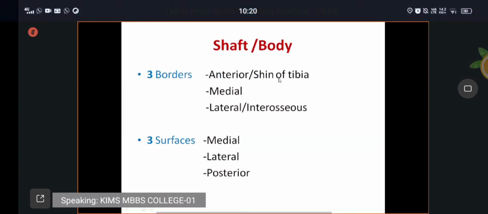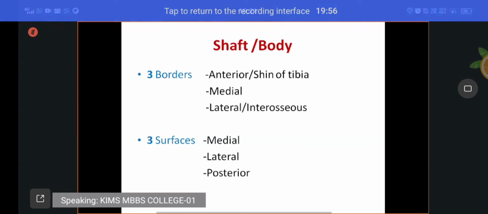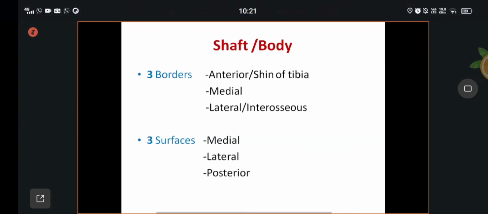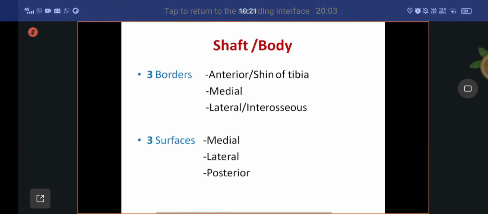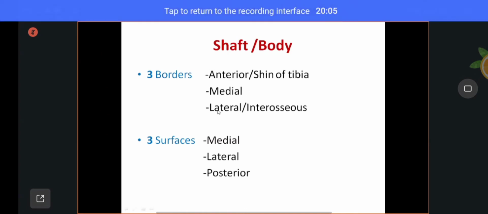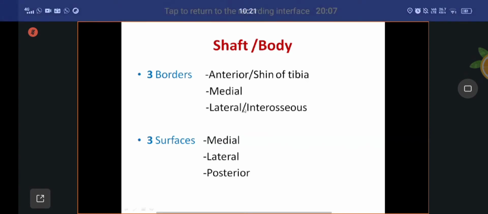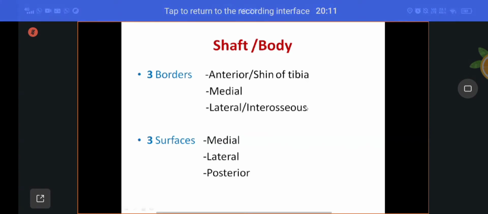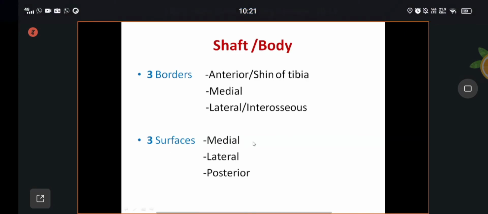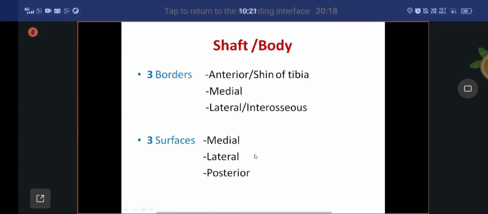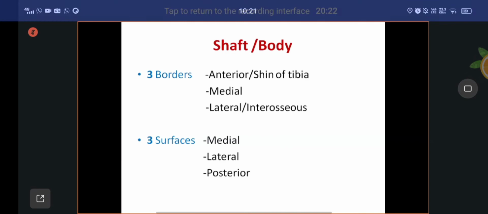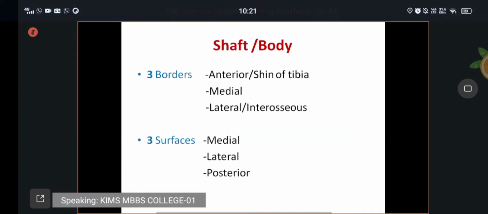The shaft and body, because they are triangular in outline, have three borders. The anterior border is called the shin of the tibia. The shin of the tibia is nothing but the anterior border of the tibia, hence the tibia is called a shin bone. And the medial border has no special name. Coming to the lateral border, it gives attachment to the interosseous membrane, hence it is called the interosseous border. Three surfaces I have already shown you: the medial surface, lateral surface, and posterior surface.